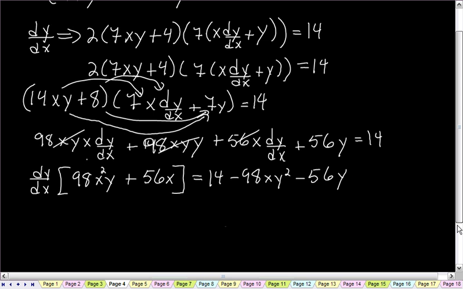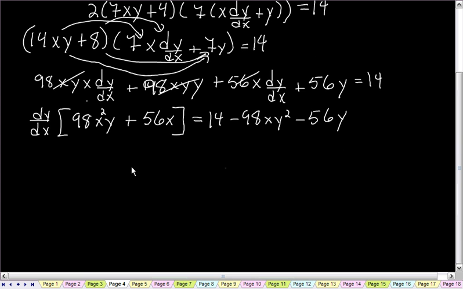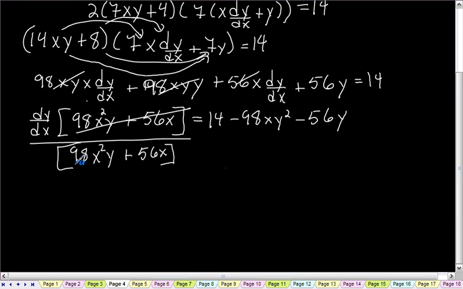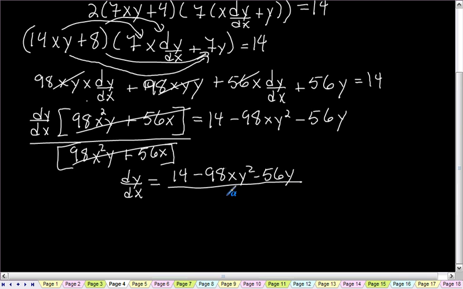Now I divide both sides by this monster. I'm allowed to do that as long as I do it to both sides. So this cancels that, left with dy dx on this side. That's equal to 14 minus 98x squared minus 56y over 98x squared y plus 56.